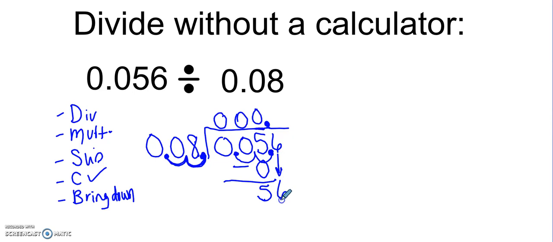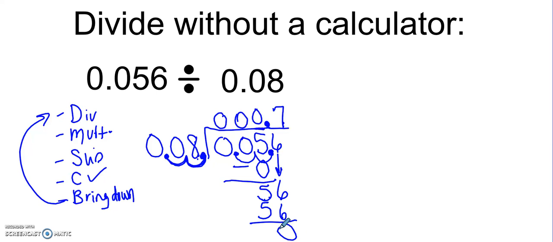Now remember, every time you bring down, you must go back up to the top and divide. Now I'm going to divide 8 into 56. I know that 8 times 7 is 56. So it's going to be 7 times. Now I'm going to multiply 8 times 7, and I get 56. And finally, I get a remainder of 0.